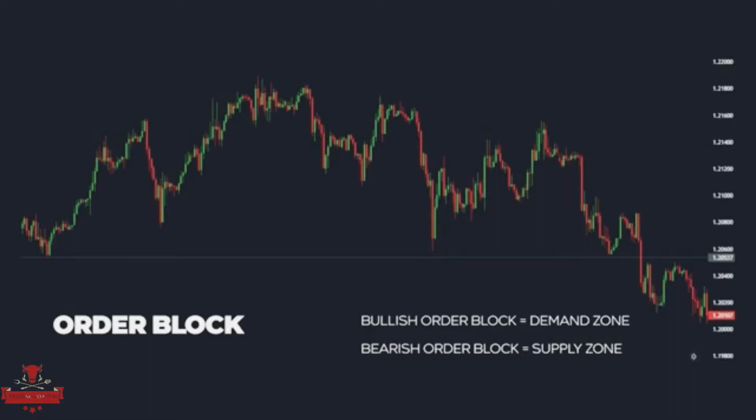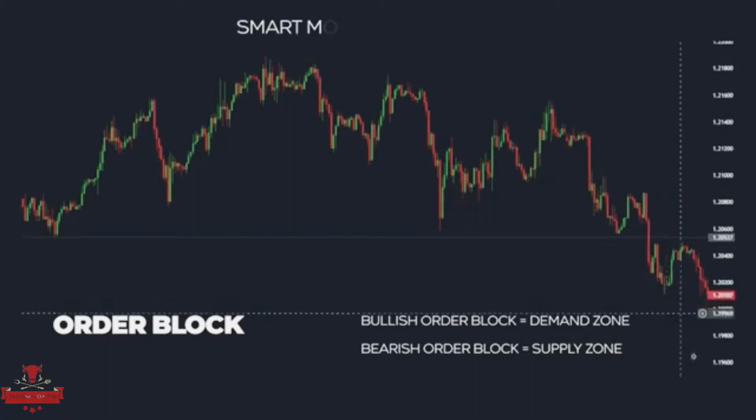Order blocks are one of the most important concepts to understand when trading smart money concepts, or SMC. Essentially, it's when large orders have been placed in the market, which costs millions and millions to move, from central banks and institutions. You normally see price move away from an area on the charts, usually breaking structural levels, swing highs and swing lows, and more than likely changing the prevailing trend of the market.